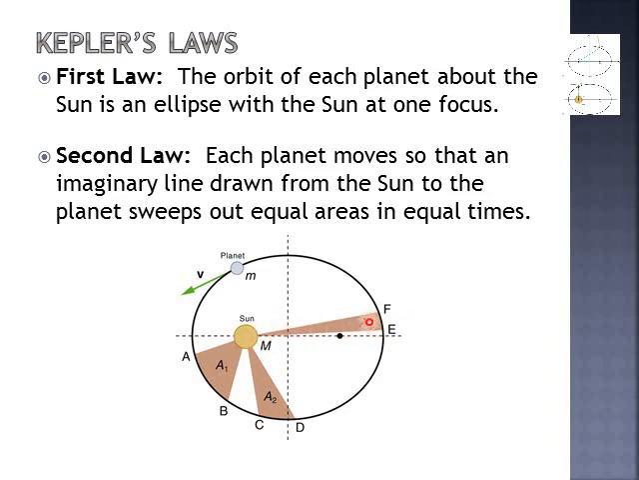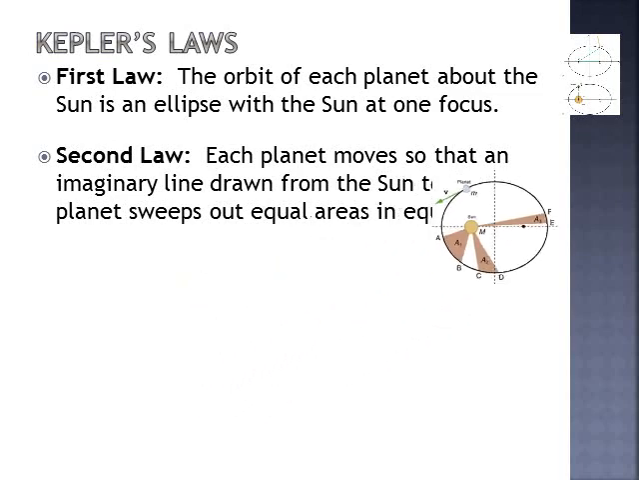So this area, A3, and this area, A1, are going to be the same amount as long as from A to B and E to F are the same time frame. So let's say like 3 days. If this is 3 days here and this is 3 days here, then the area that they sweep in their path is going to be the same.